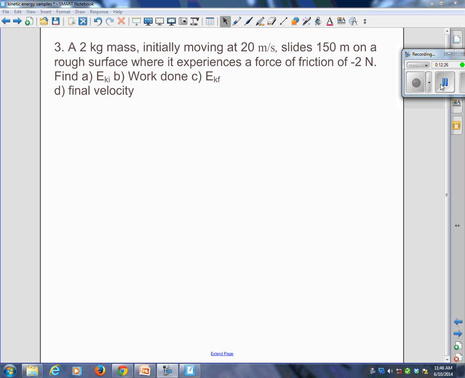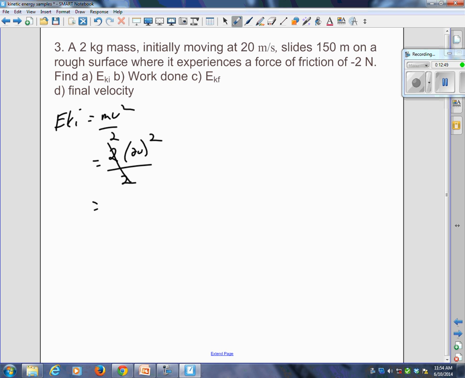Okay. A 2 kilogram mass initially moving at 20 meters per second slides 150 meters on a rough surface where it experiences a force of friction of minus 2 newtons. Find EKI. EKI is equal to mv squared over 2. 2 kilograms, velocity 20 squared over 2, conveniently. Initial kinetic energy, 400 joules, right?